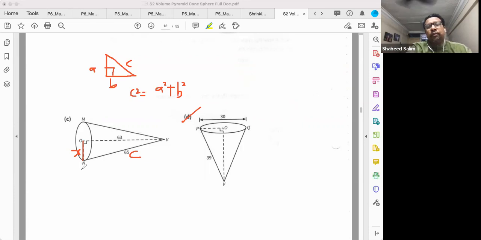Oh dear, this one also doesn't have it. Sorry, you don't have the height either. You've got to use Pythagoras. Okay, you do whichever you want first. You need to find this one also. We don't know the height either. I looked at it wrongly. You need to find out this one. You've got to use Pythagoras theorem.